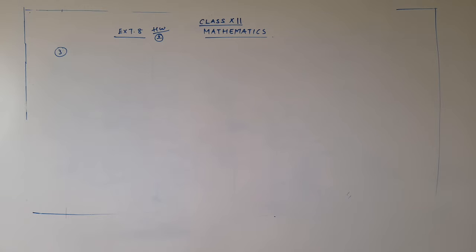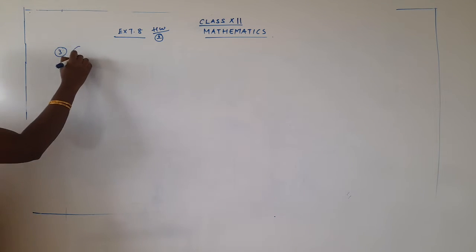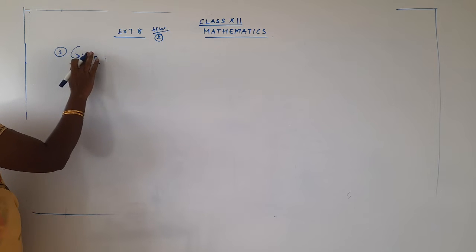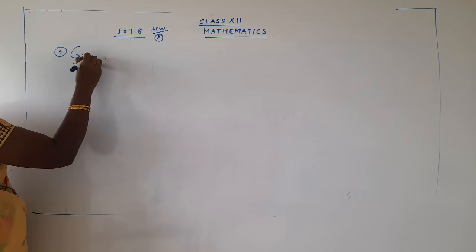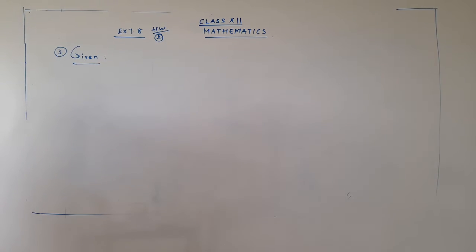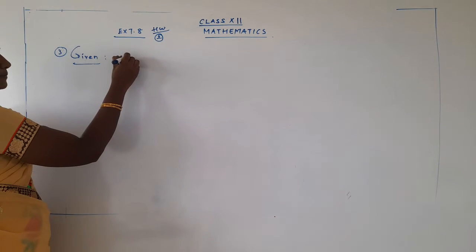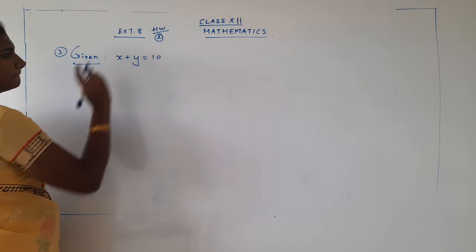Write down the given. So what is given? x plus y is equal to 10. It's already given to us. Put here x plus y is equal to 10.